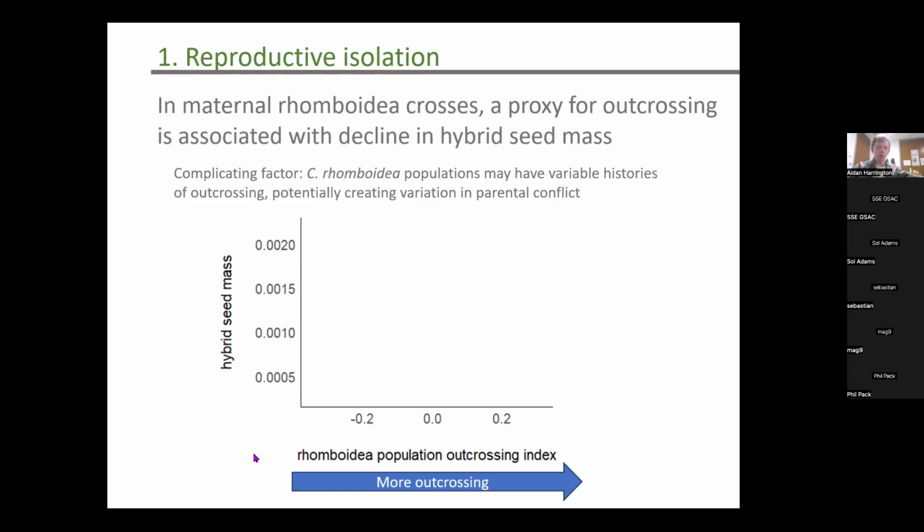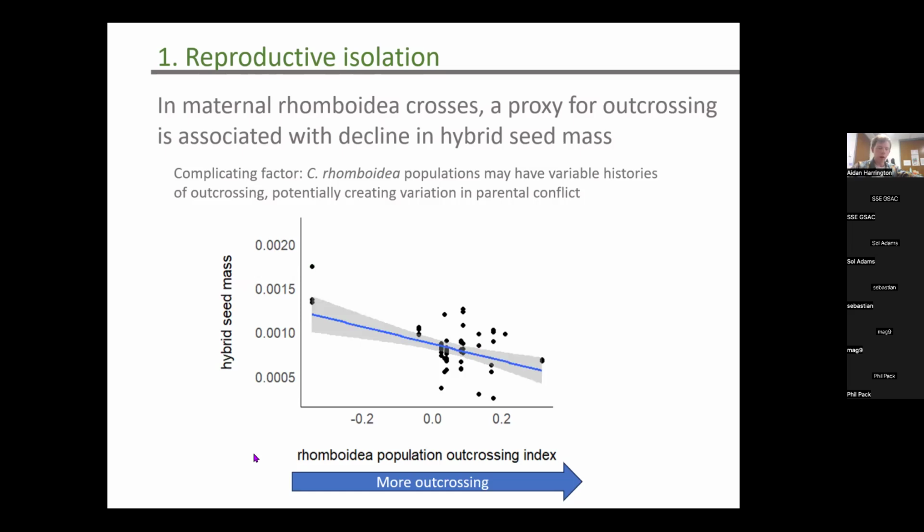And this was documented when rhomboidea was first taxonomically explored back in the 1960s. But essentially, the point here is that it seems clear that rhomboidea populations do vary quite a bit in their extent to which they self versus outcross. And so I thought that that could have an influence on whether or not these crosses are successful because of this parental conflict issue. So when a rhomboidea population is more outcrossing, which is what we have on the x-axis here, how does that influence hybrid seed mass when crossed with either diploid?